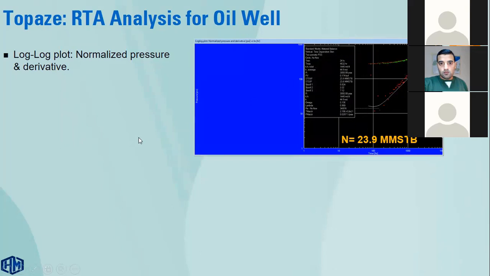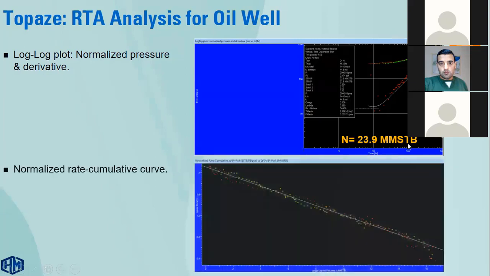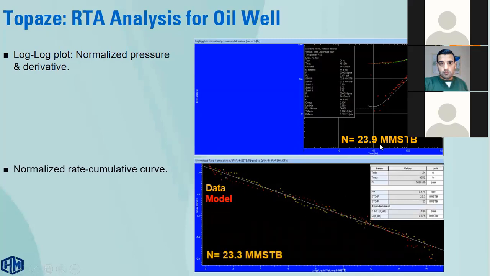So we have different properties of our well or our reservoir, and finally we'll have the value of N or STOIIP. As you can see, 23.9 million stock tank barrels. Another tool to confirm the value of N is the normalized rate cumulative plot. As you can see, typically the N is 23.3. So according to this analysis, N is more or less 23.5 million stock tank barrels.